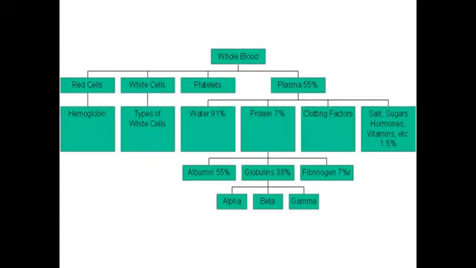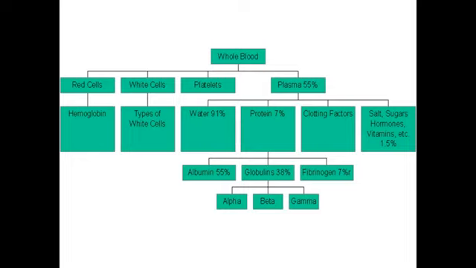Now here's the composition of the whole blood, which includes different types of cells as well as plasma. The cells are of three types: RBC, WBC and platelets. RBCs are known as red blood cells or erythrocytes. WBCs are known as white blood cells or leukocytes. And the third cell is the platelet. These RBCs, WBCs and platelets make up around 45% of the whole blood.